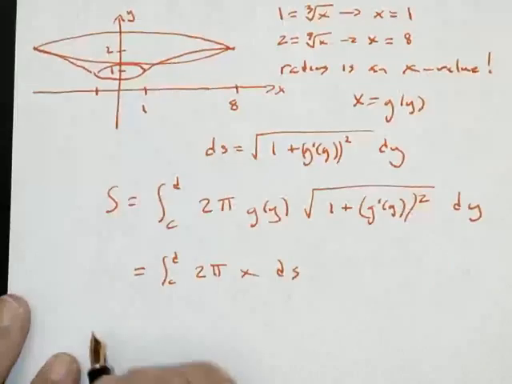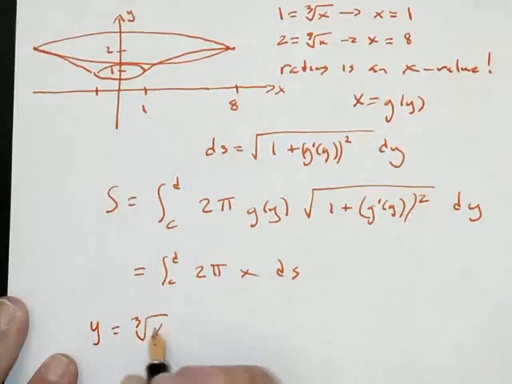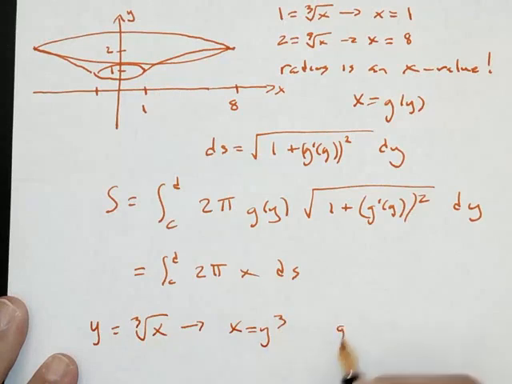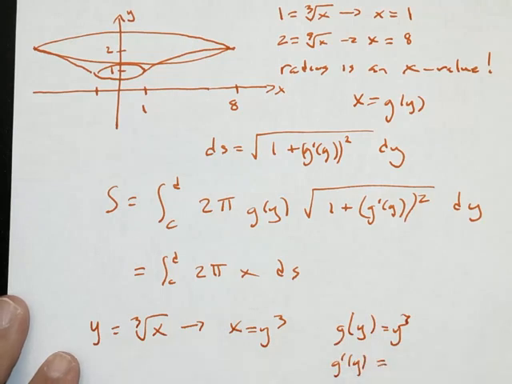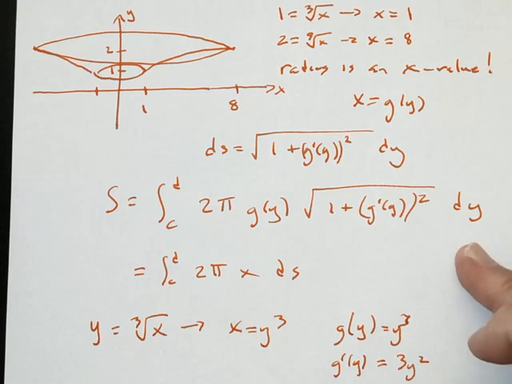That's exactly what it would be. And that means that g of y is y cubed. So g prime of y is nice and easy. Which means I can set up this integral right from here.